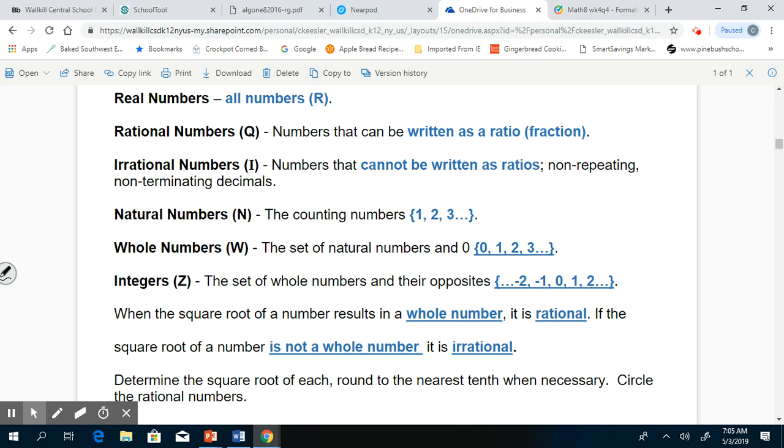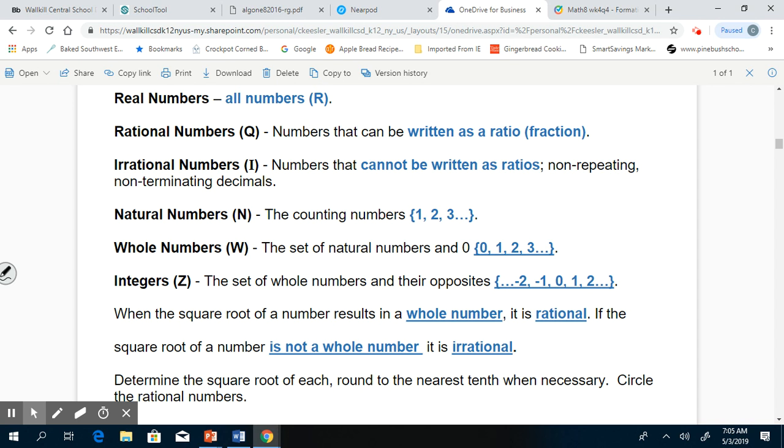So all numbers are part of what are called the real number set. Real numbers are all numbers, and we can use the letter R to represent that set. Within the real numbers, there's a whole bunch of other types of number sets. One of those groups is what we call rational numbers. That can be represented by the letter Q.